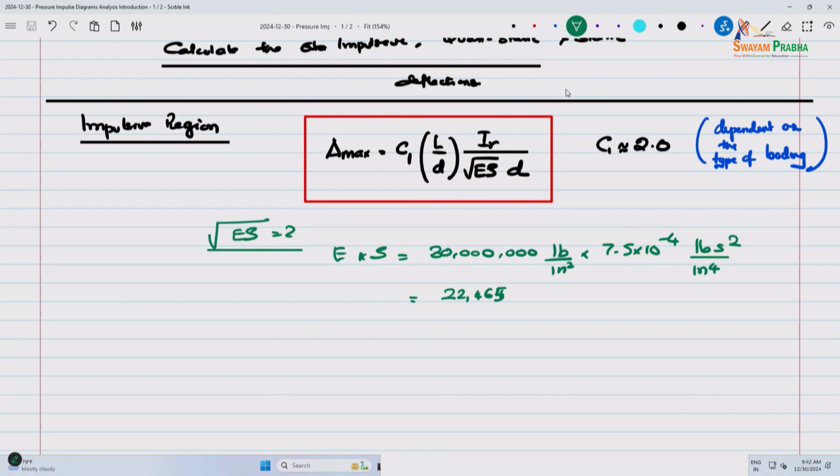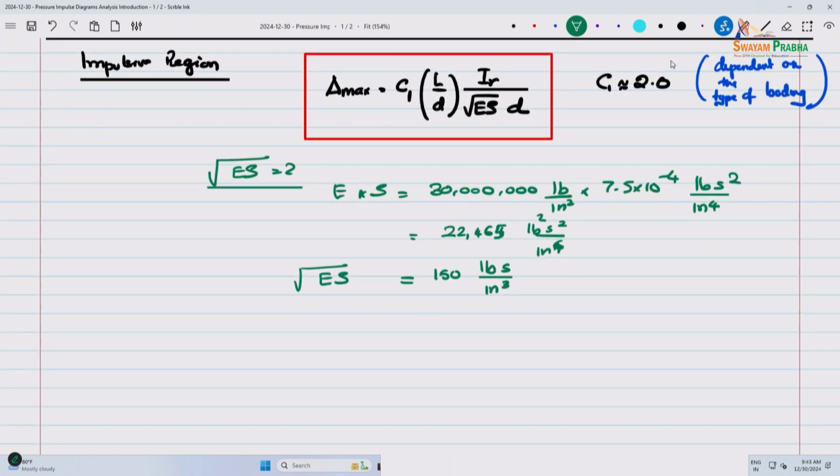So 22,465, this is pound second square by inches to the 4. Now when I take the square root, this becomes 150, this is pound square, sorry, pound square second square by inches to the 6. So this reduces to pound second by inches cube. So therefore now we have delta max is C1, L by D is 5 feet.